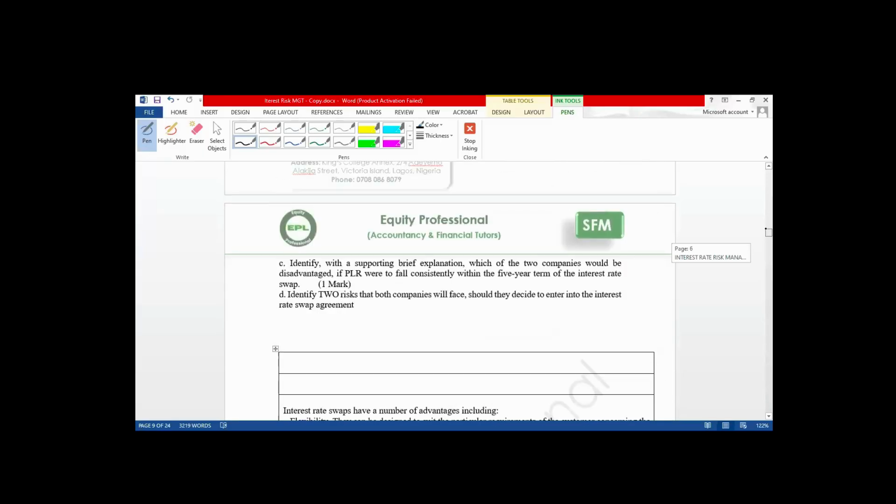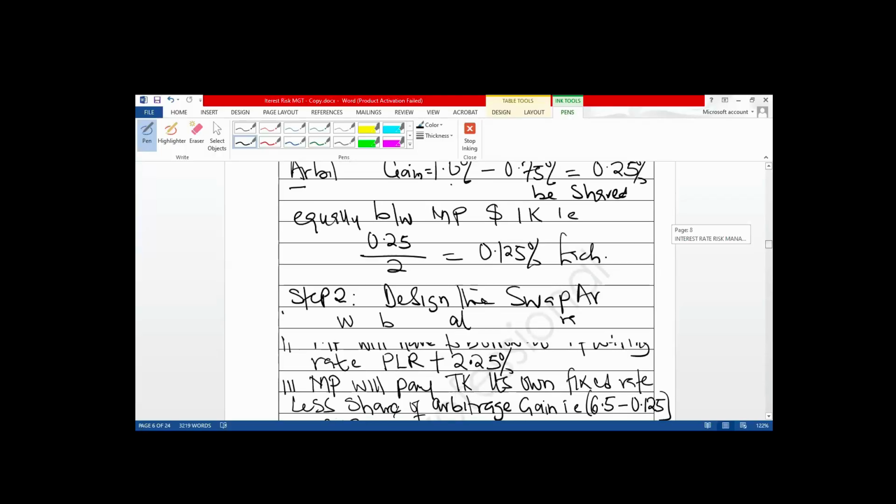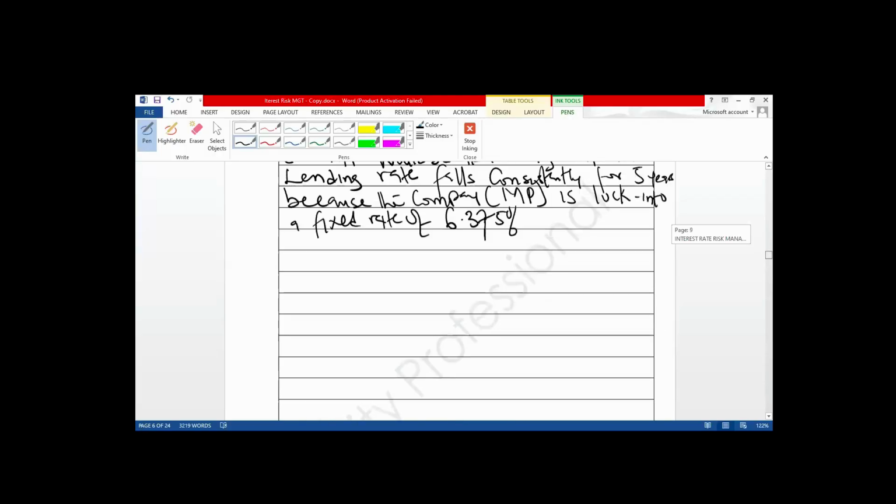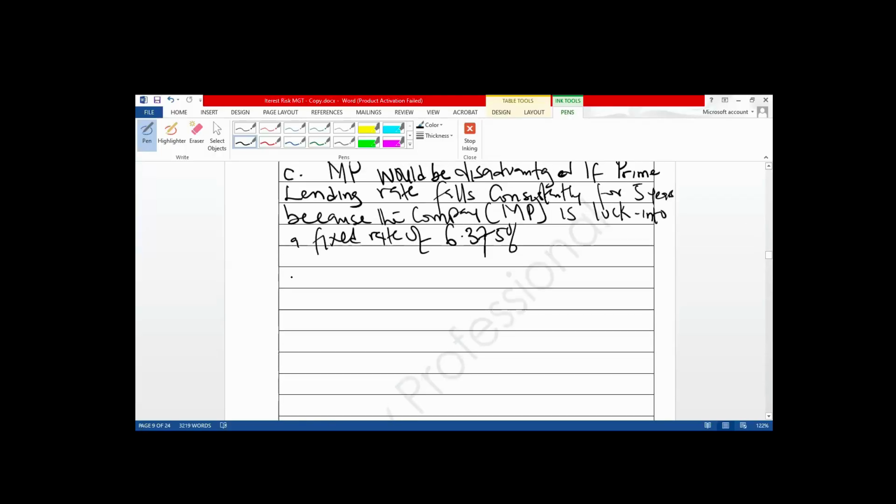Now requirement D. Identify 2 risks that both companies will face should they decide to enter into swap. What are the risks? Counterparty risk. There are just 2 risks. One is default risk.